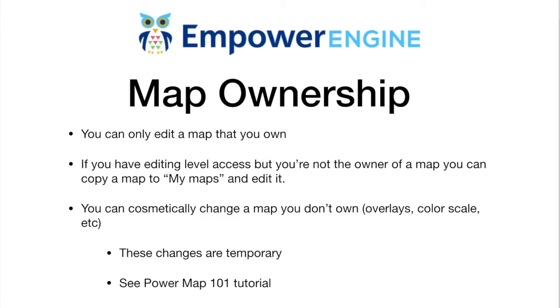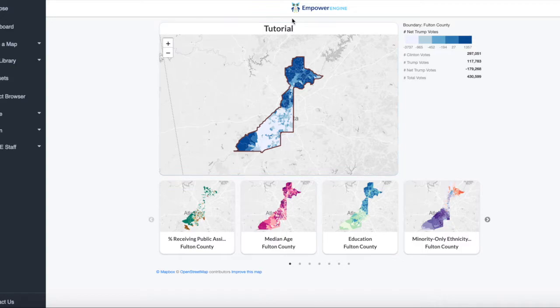Of course, you can cosmetically change a map you don't own, switching to Street View or overlaying county lines, but these are short-term changes, and they'll be the subject of another video. Distribution maps, on the other hand, are not editable. So let's see how this is done.